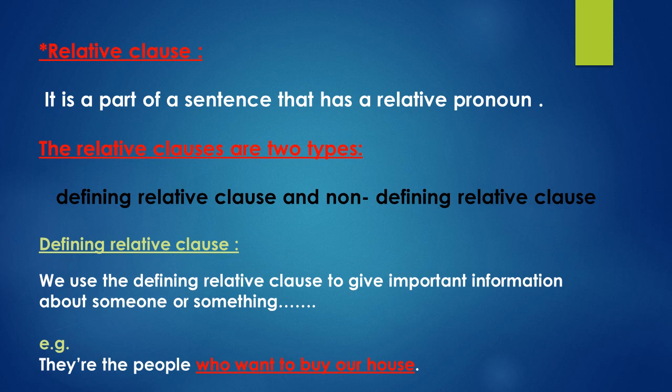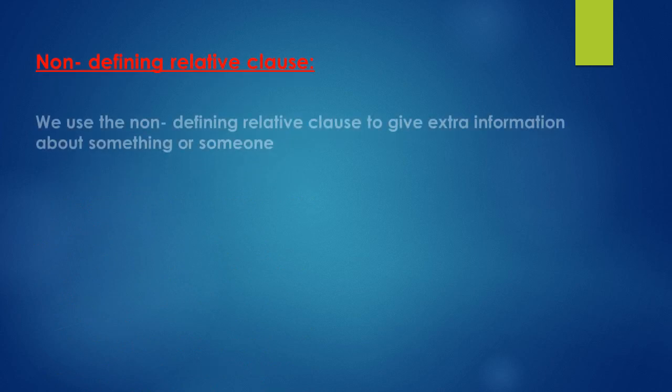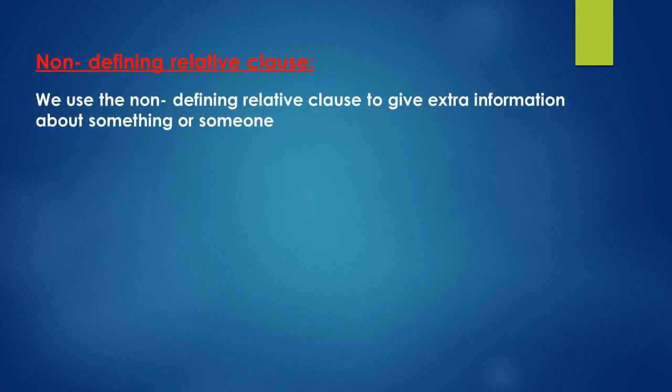Okay, but there is something, guys. We cannot remove the defining relative clause from the sentence. Why? Because it gives important information for the meaning of the sentence. The non-defining relative clause is a relative clause that gives extra information about something or someone.